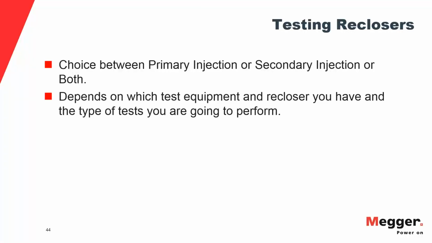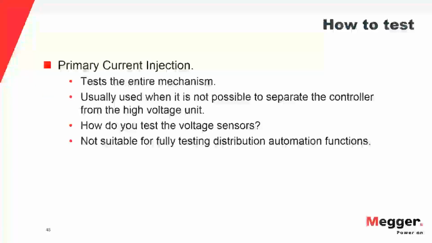Again, it depends on which test equipment and recloser you have and the type of tests that you're going to perform on them. Now, primary current injection, well, it's true. It tests the entire mechanism because you are injecting current on the primary and you're verifying operation of the recloser, which means that you don't have to worry about separating the controller from the recloser. You don't have to test the sensors on the recloser independently. It's one way of doing it.